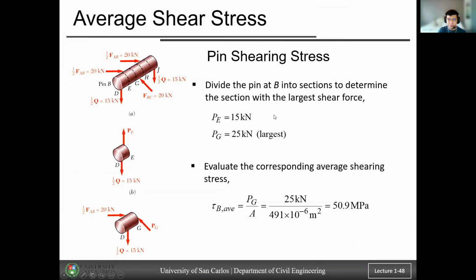So let's go to the shearing stress at joint B. As you can see, there are a lot of forces here. You have different forces: 20, 20, 15, 20, and then 15. There are so many, right? So this 20 here, let's try to dissect each part. This 20 here is coming from where? And where does this 15 come from?